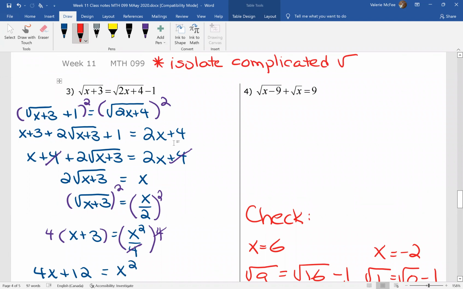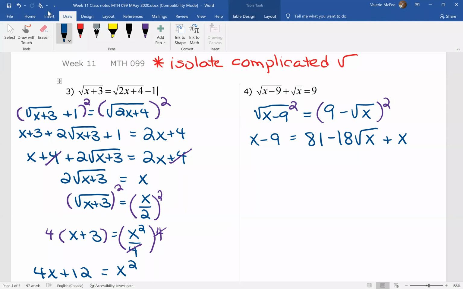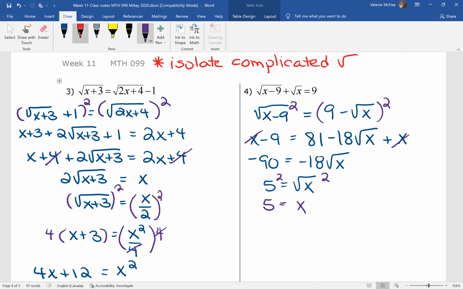Let's look at question 4 now. We want to isolate our complicated radical, so we're going to subtract the square root of x from both sides. Why don't you go ahead and solve this equation? After you squared both sides, you ended up with this equation. Now we can isolate the radical. Again, we can square both sides and find that x equals 5.